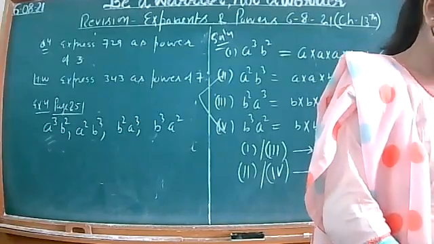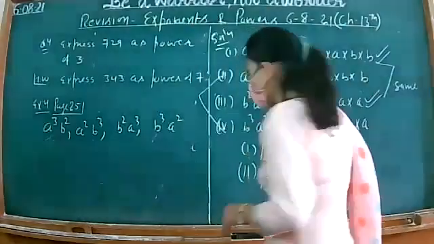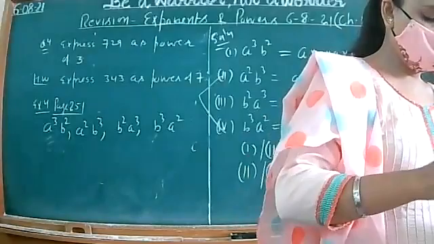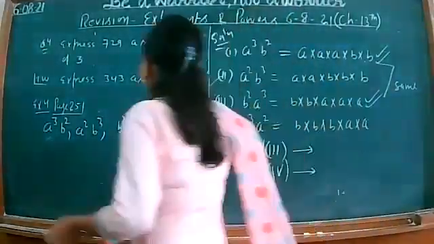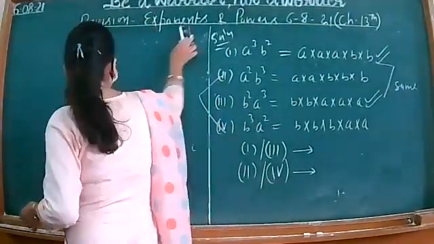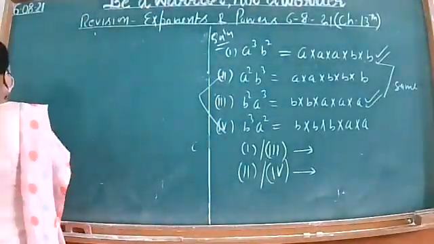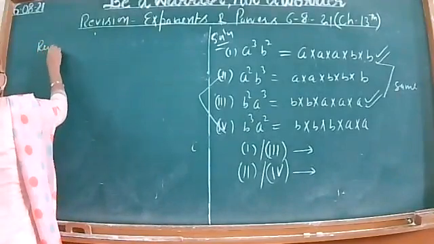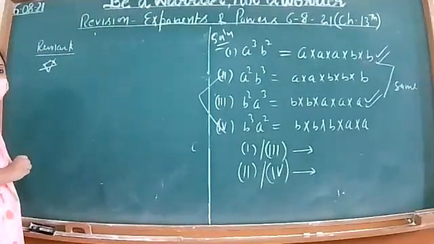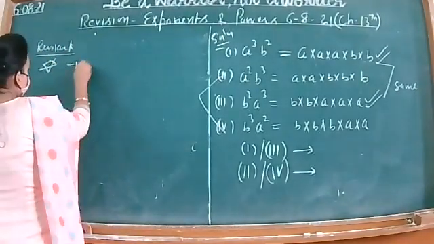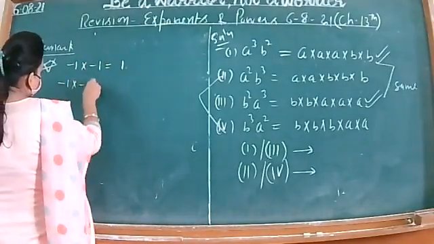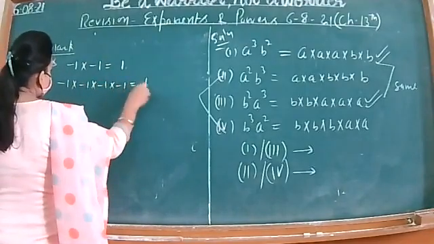Next, one remark I am telling you that can come in a 1 mark question. What remark am I going to discuss? If I multiply -1 2 times, answer is 1. If I multiply -1 4 times, answer is again 1.